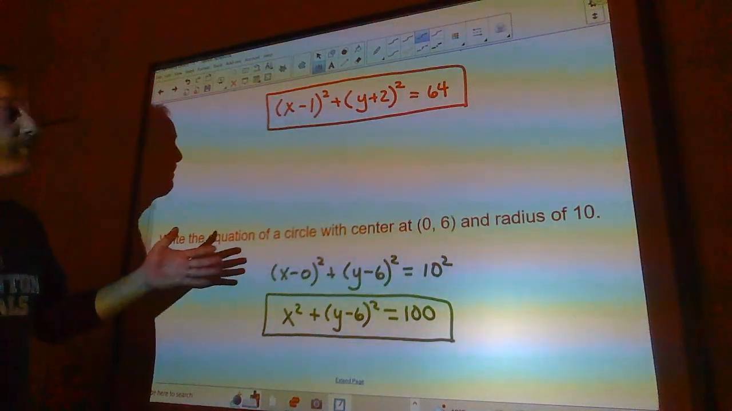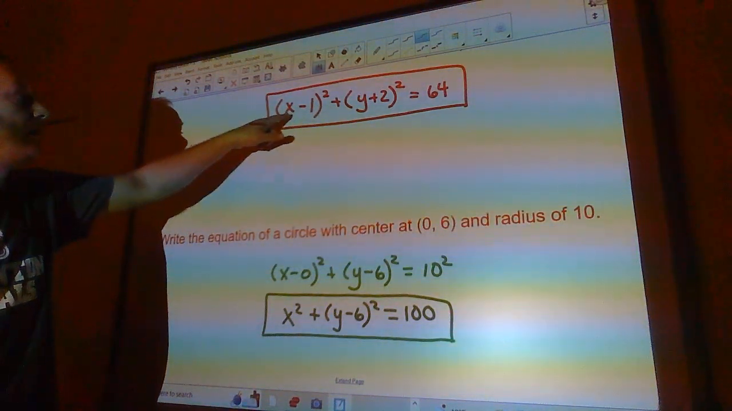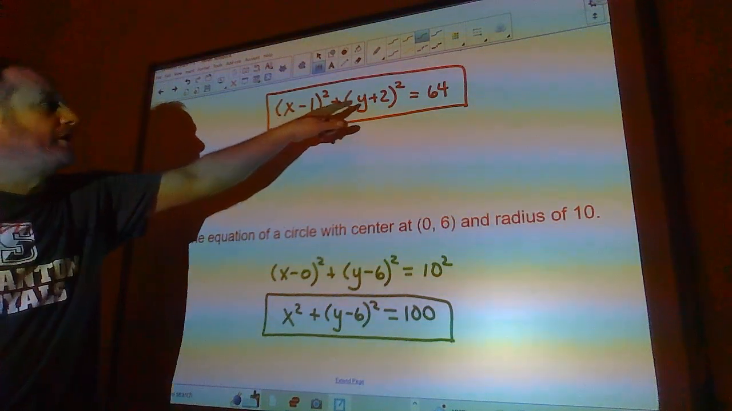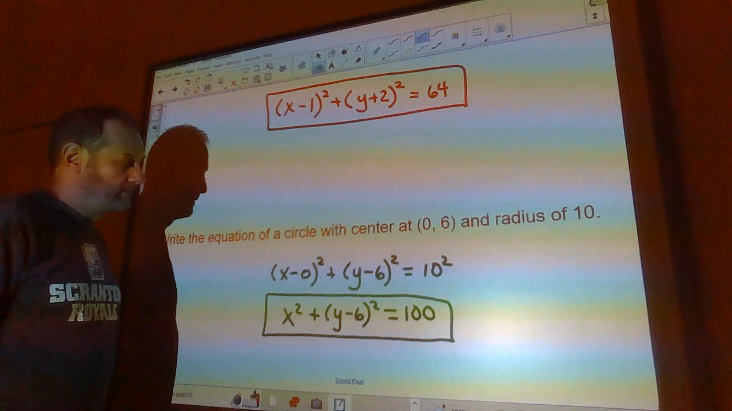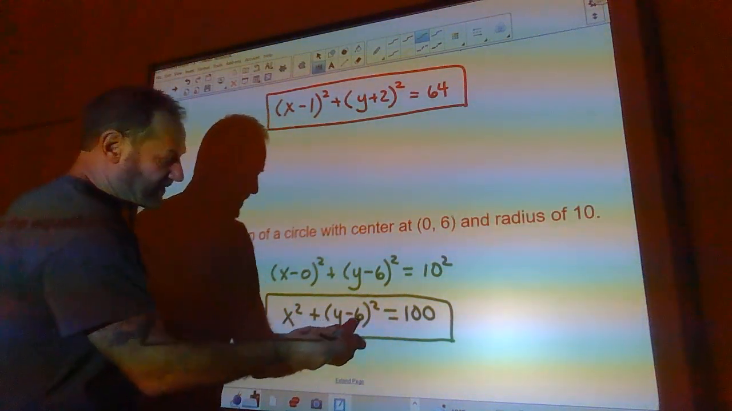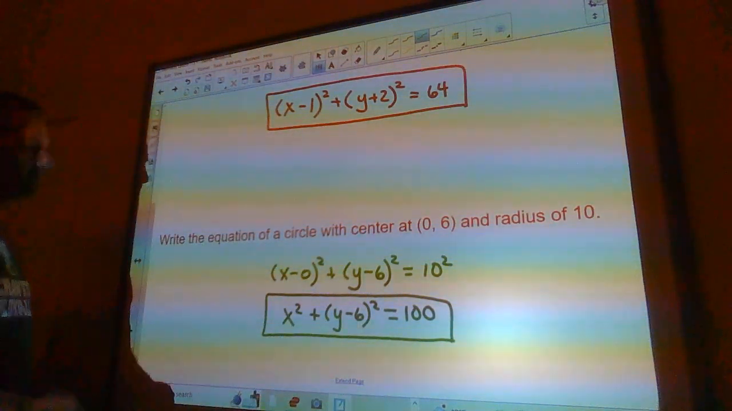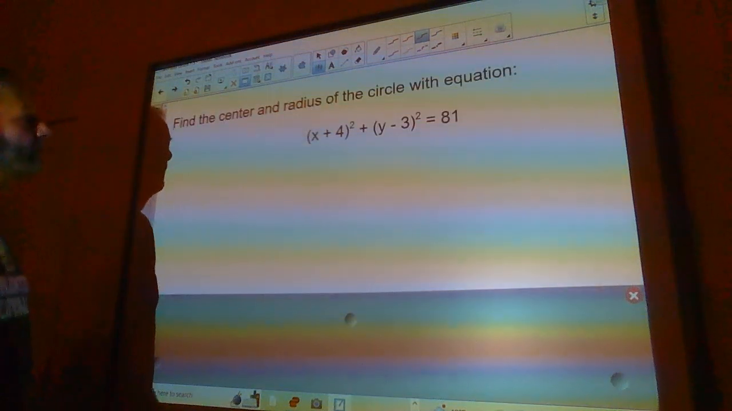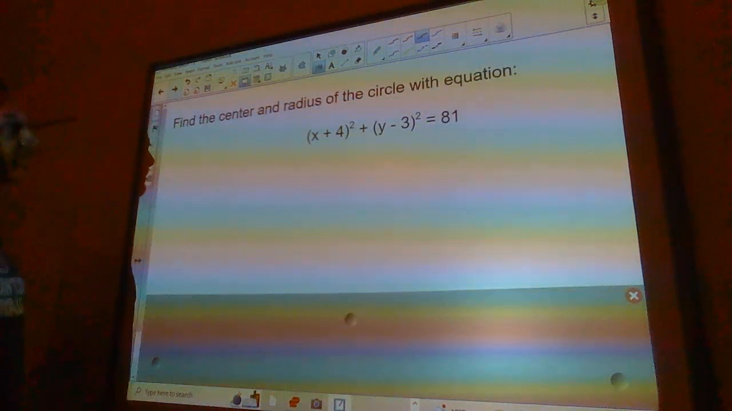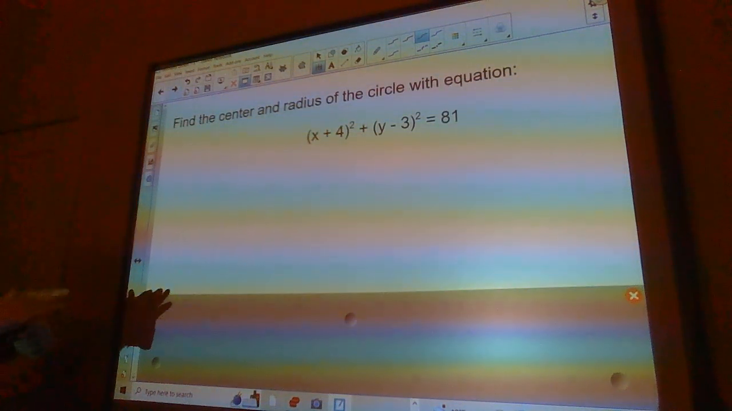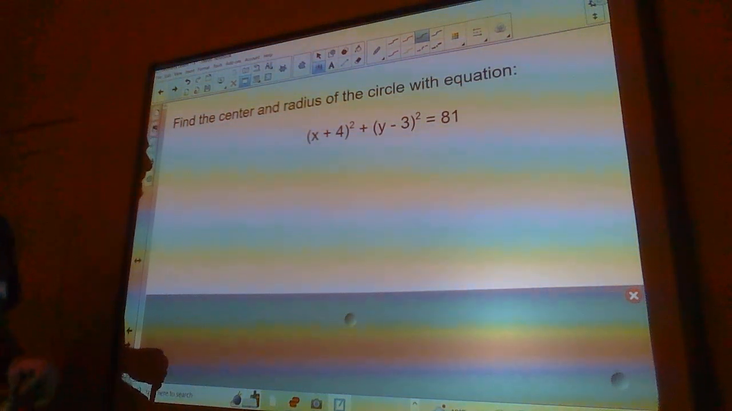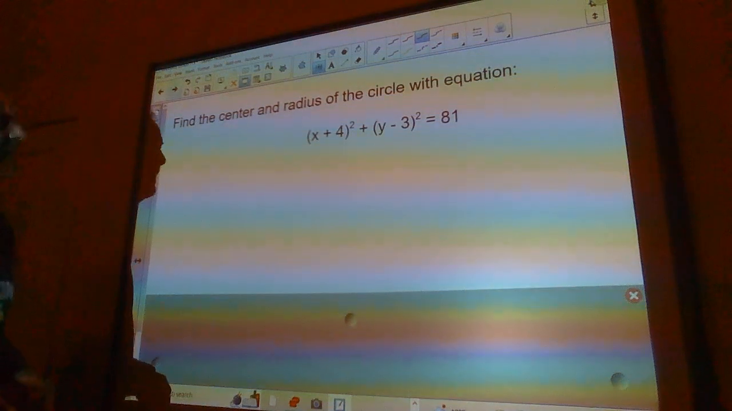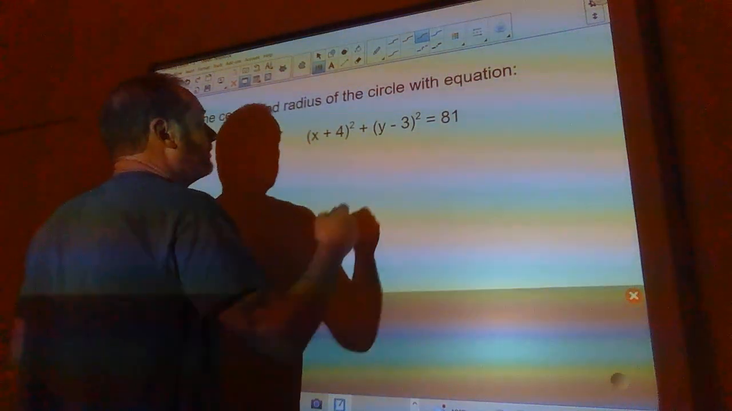Now, you should also be able to go backwards. You should be able to look at this and go, oh, the center of the circle is 1, negative 2, and the radius is 8. Oh, the center is 0, 6, and the radius is 10. Hey, that's what we're going to do here. Find the center and the radius of this circle, with this equation. All right, give that a try. See if you can find it, and then take a look back and see if you get the same thing I did.